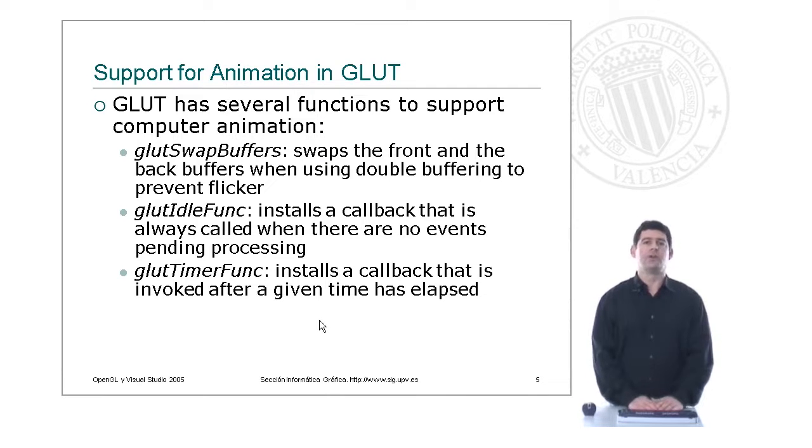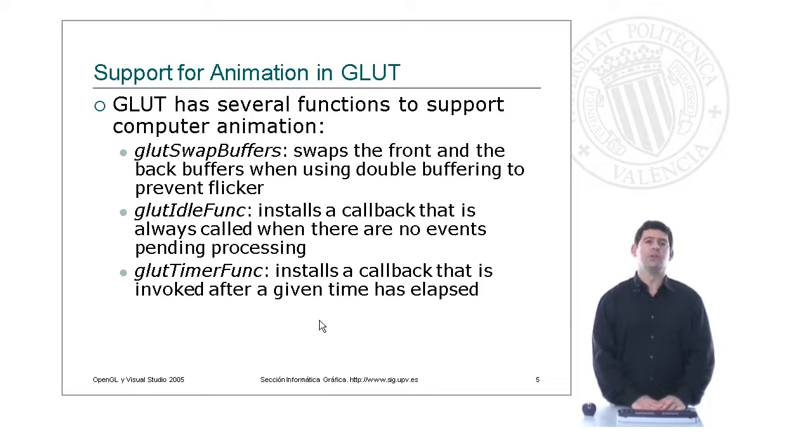The first function is called glutSwapBuffers, and this function allows you to swap the front and the back buffers when using double buffering in GLUT. Double buffering is a technique that has 2 color buffers and prevents flicker. At any time, we are drawing in one buffer and we are displaying the other buffer. When we want to exchange them, we call the glutSwapBuffers function.